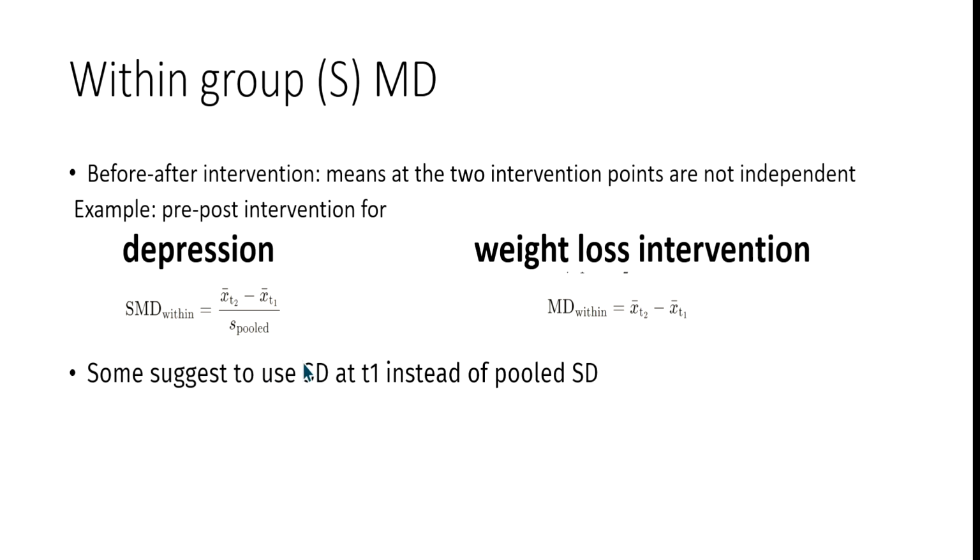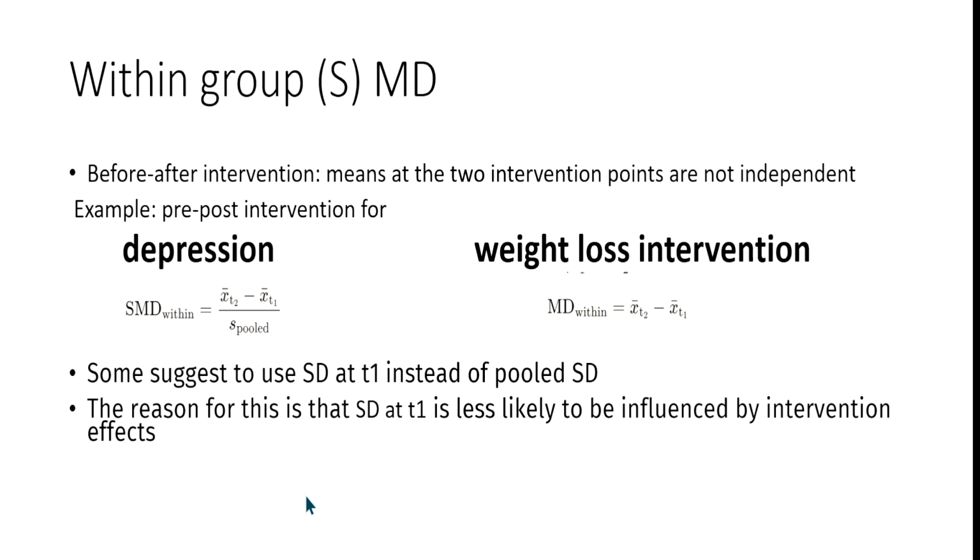Some people suggest using the standard deviation at the first time point, the baseline standard deviation, instead of the pooled standard deviation, because they say the standard deviation is not going to be much affected by the duration. So they suggest using SD at T1. Others say let's use a pooled one, but there are also other methods. The reason for using SD at T1 is that it is less likely to be influenced by intervention effects. At least some papers have shown that.